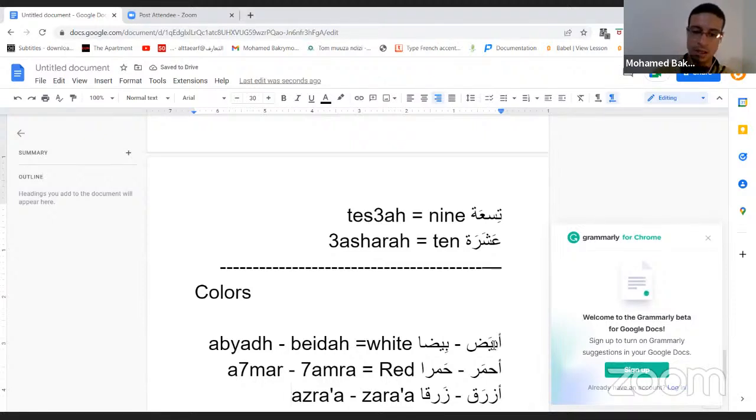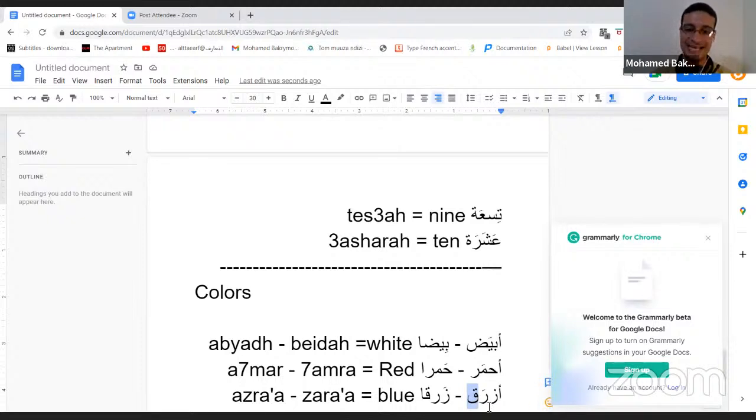زرقاء. This means blue. Here there is something very important: in Egyptian Arabic and also in Levantine Arabic pronunciation, the letter Qaf, which is pronounced Qa in standard Arabic, is pronounced differently, like in Egyptian and in Levantine Arabic.